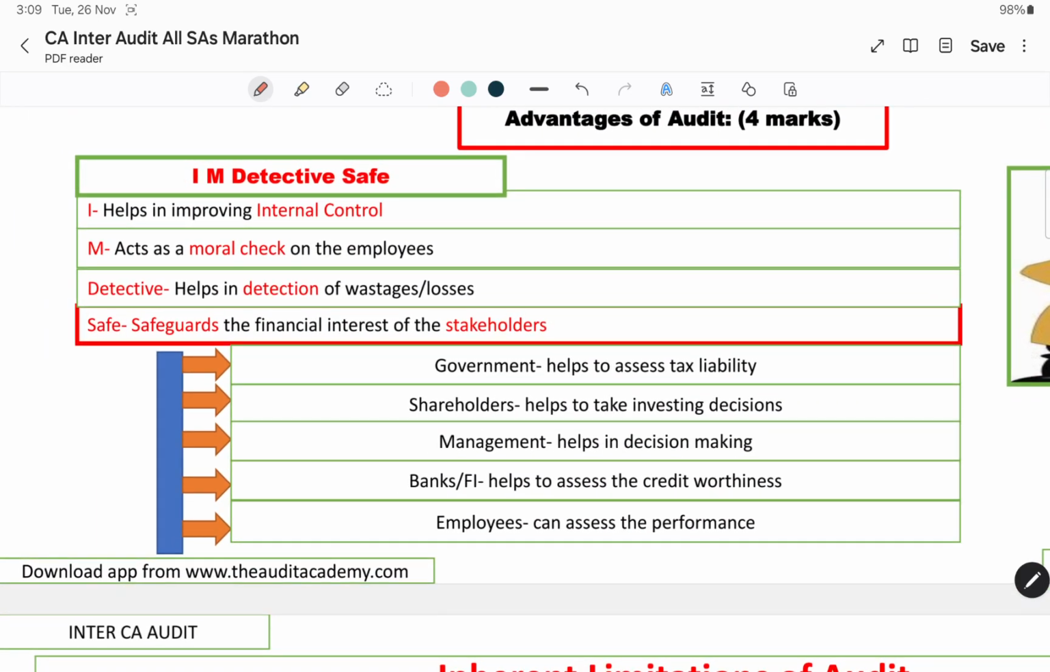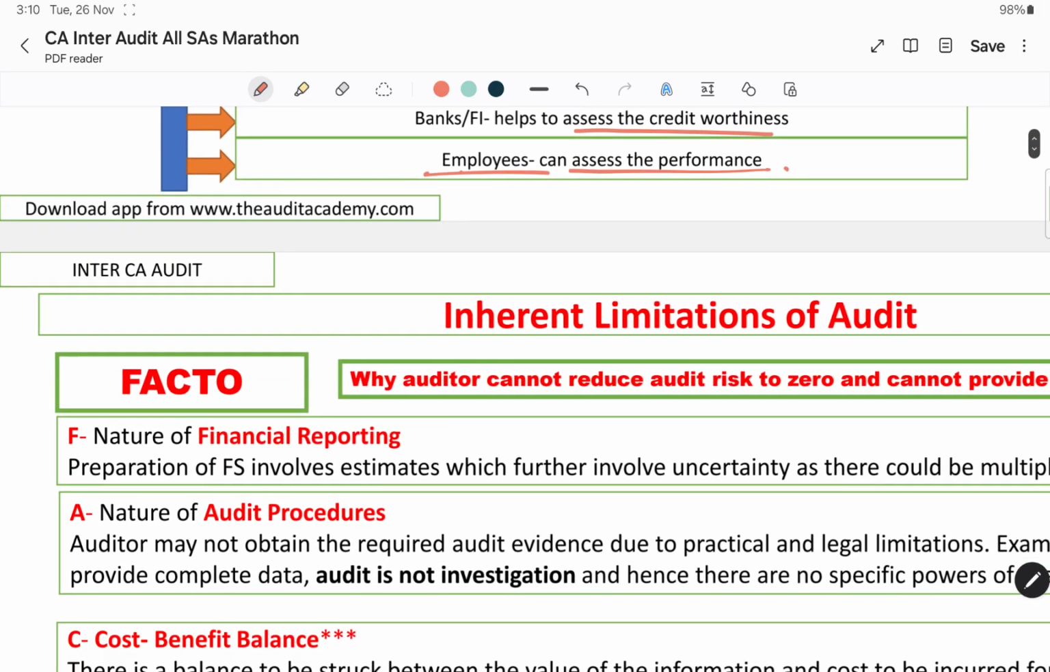Okay. Advantage of an audit. The keyword you can use is I am detective safe. So what are the advantages of the audit? Audit helps in improving internal control. It acts as a moral check on the employees. Detective helps in detection of the wastage or losses. Safeguard the financial interests of the stakeholder. It helps the government to assess the tax liability. It helps the shareholders to take investing decisions. It helps the management in decision making. Audit helps the bank and financial institution to assess the credit worthiness of the company. And audit helps the auditor to assess the performance of the employee. Sorry, I missed the point.